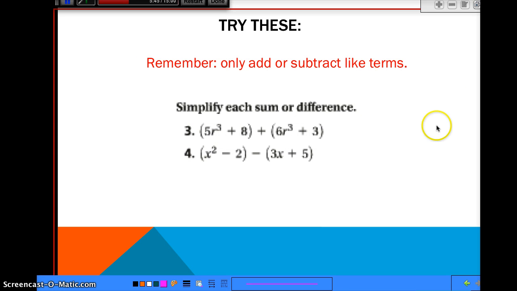Go ahead and try these guys. Be careful on this number 4 because there's a subtraction sign here, but put me on pause, go ahead and try them by yourself, and then resume.